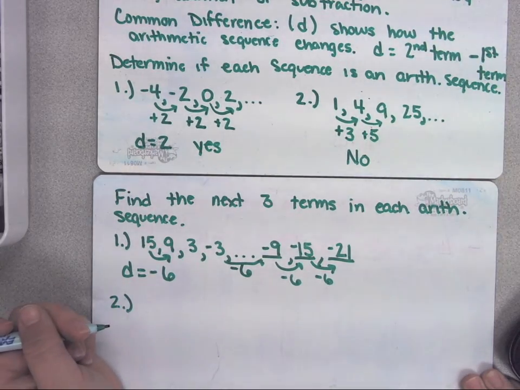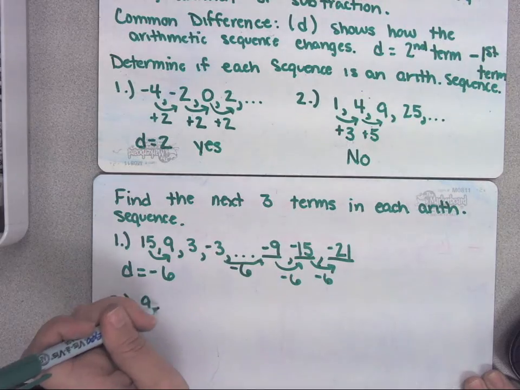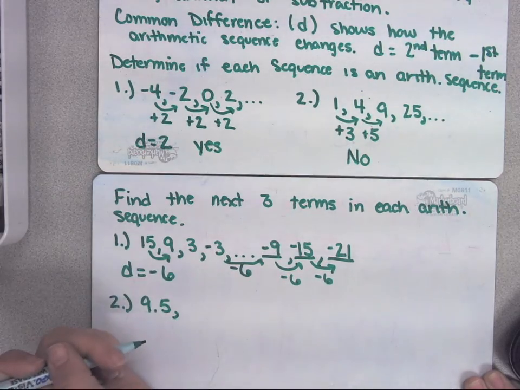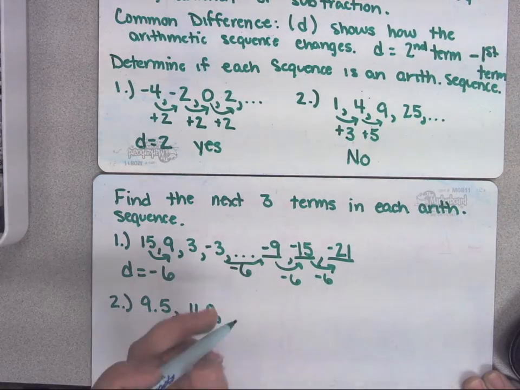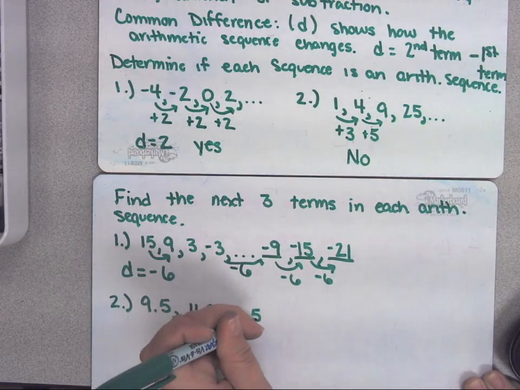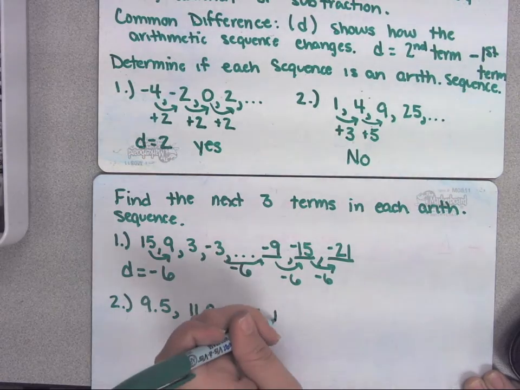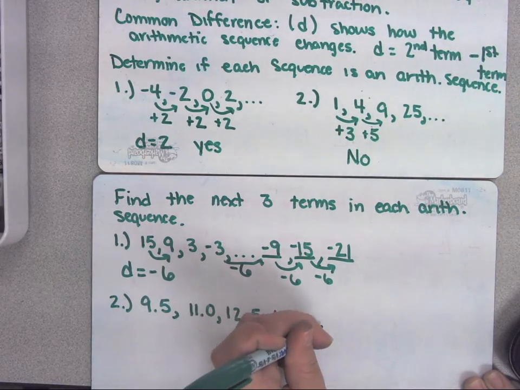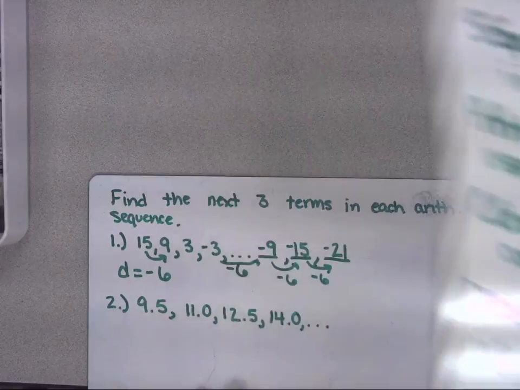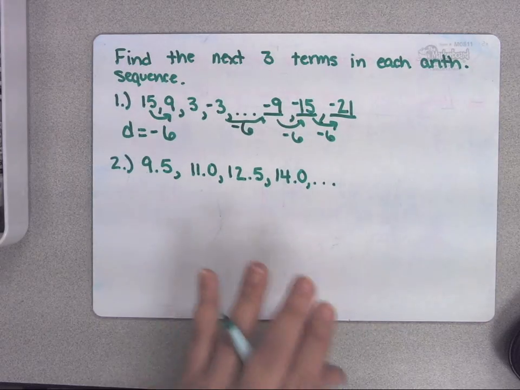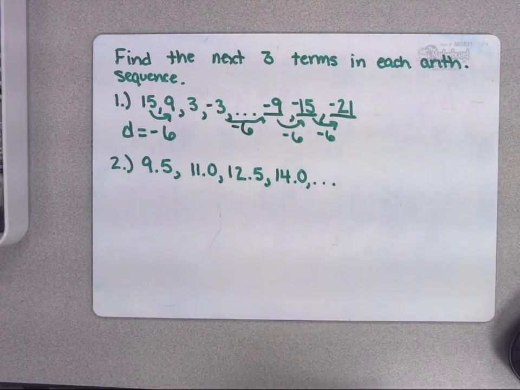Number 2. How about this one? Looks a little funky. 9.5, comma, 11.0, comma, 12.5, comma, 14.0, comma, dot, dot, dot. They always give us four numbers. I'm going to now move this. So, what form are these numbers in? Decimals. Since they start in decimals, do you think you can write your answers as decimals?